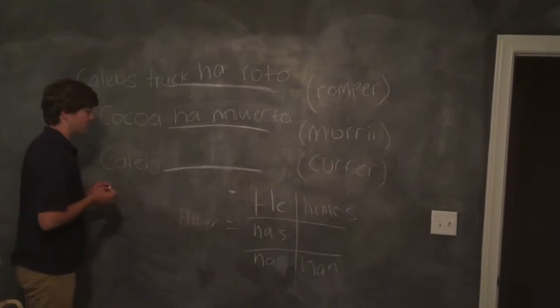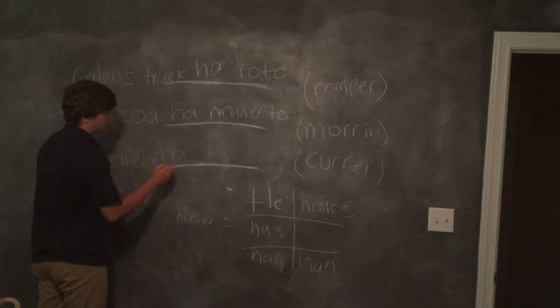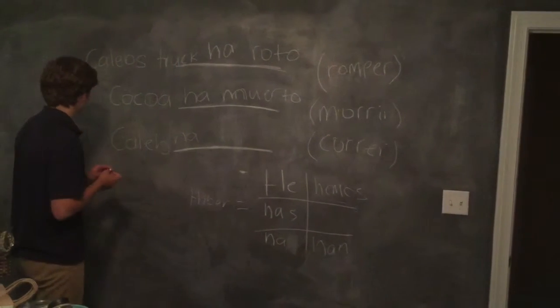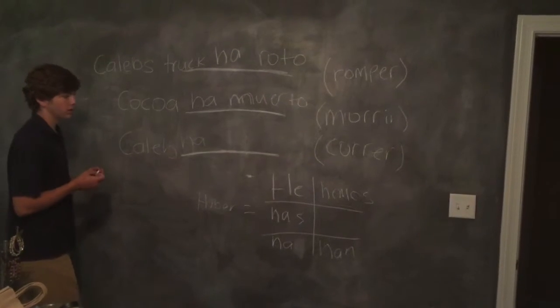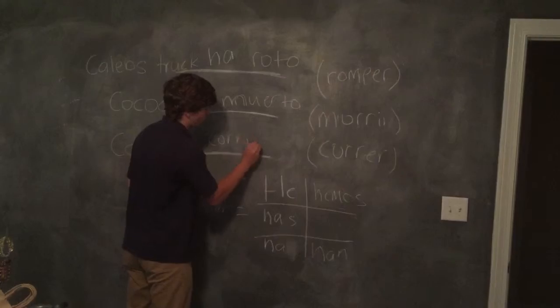And for the last one, Caleb, which is a singular thing, you will also use ha. And the last one, correr, which is not irregular, so you just add an IDO to the end, so it will be corrido.